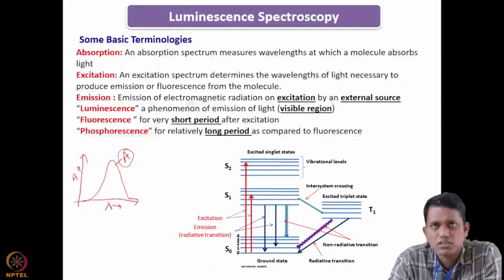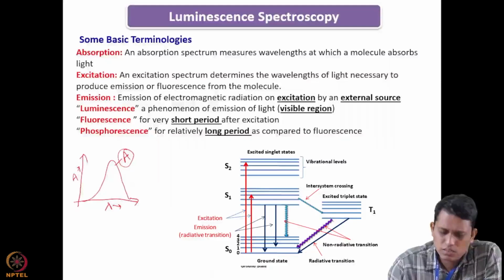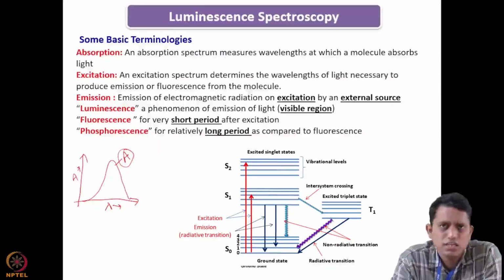fluorescence, which has a very short period of time after excitation, whereas if the time is long, in those cases it is going from singlet to triplet, and from there it is coming back. In those cases it is generally phosphorescence, which is sometimes called delayed fluorescence also.